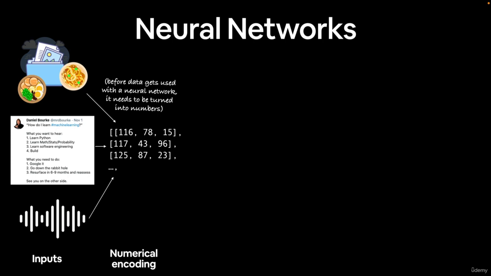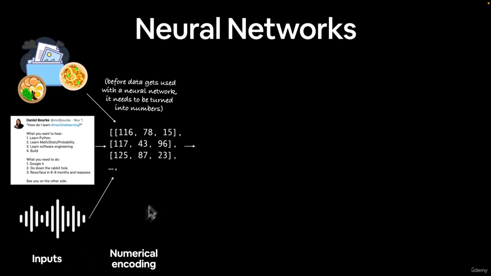Well, before data can be used in a neural network, it needs to be turned into numbers, because humans, we like looking at images of ramen and spaghetti. We know that that's ramen, we know that that's spaghetti, after we've seen it one or two times. And we like reading good tweets, and we like listening to amazing music or hearing our friend talk on the phone in an audio file. However, before a computer understands what's going on in these inputs, it needs to turn them into numbers. So this is what I call a numerical encoding or a representation. And this numerical encoding, these square brackets indicate that it's part of a matrix or a tensor, which we're going to get very hands-on with throughout this course.